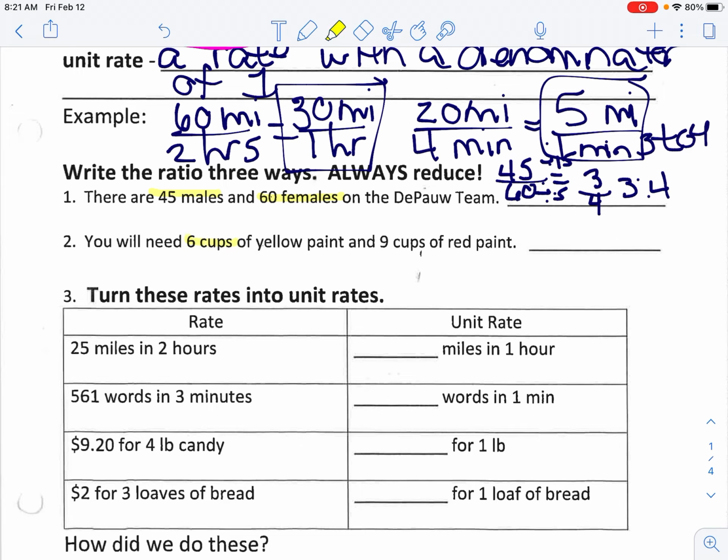You need 6 cups of yellow paint and 9 cups of red paint. So our ratio is 6 to 9, but we always want to reduce. So up here, directions, always reduce your ratios to lowest terms. So we're going to divide by 3. So 6 to 9, 6 divided by 3 is 2, and 9 divided by 3 is 3. So that ratio is read 2 to 3. This ratio is also read 2 to 3. And this ratio is read 2 to 3.